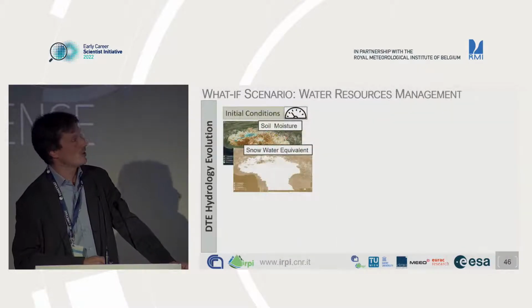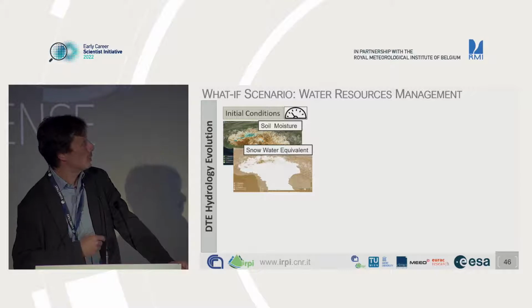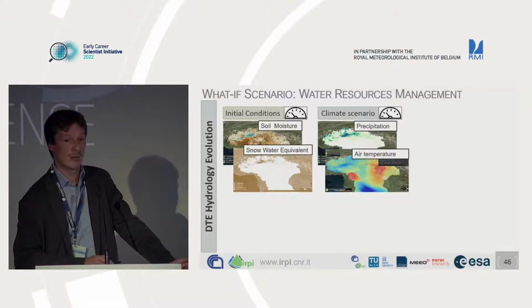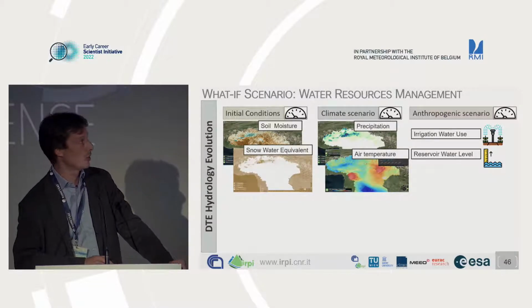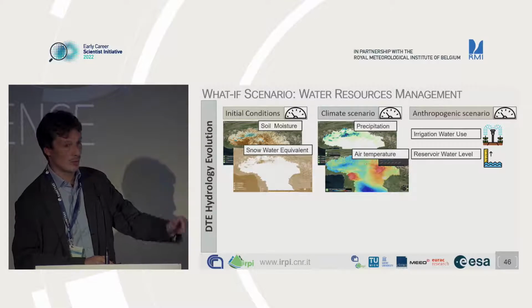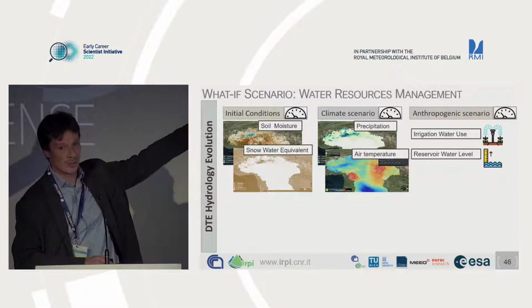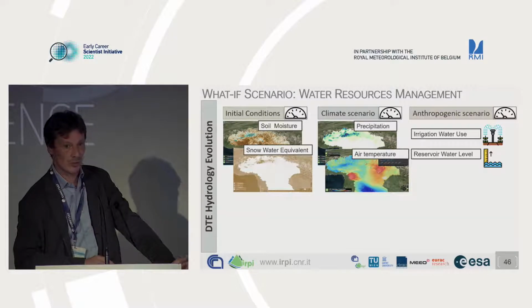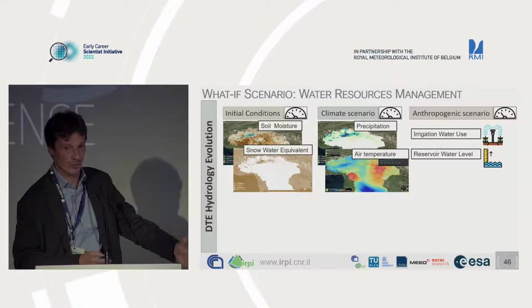More challenging is the water resource management scenario, because in that case, we don't have only the climate. We have initial conditions that are important, the climate scenario, but here we also have anthropogenic scenarios. So for instance, how much irrigation we want to use and how much we want to keep in the reservoir water level. This is what is actually happening this year in northern Italy. People contacted me and told me what they are doing to manage water over the Po Valley.